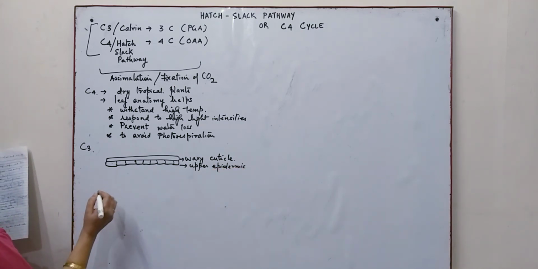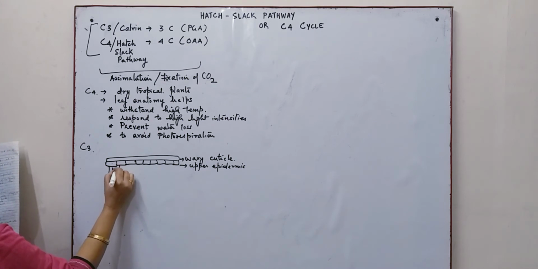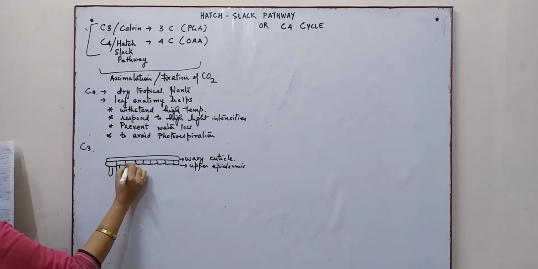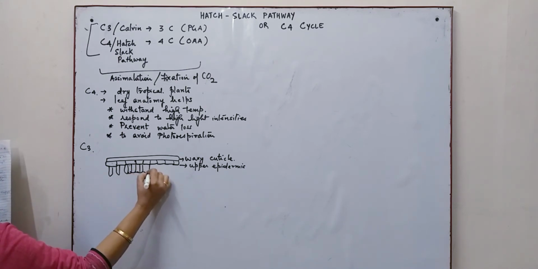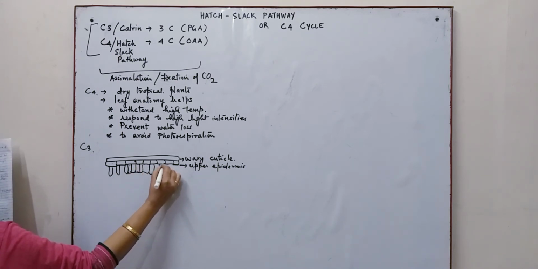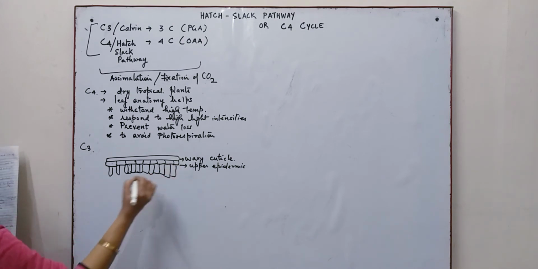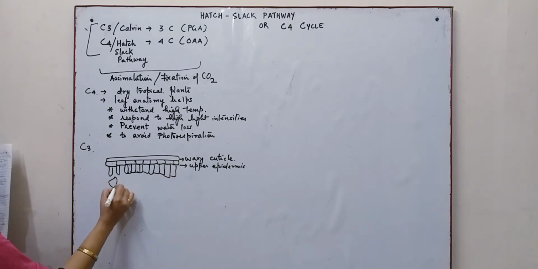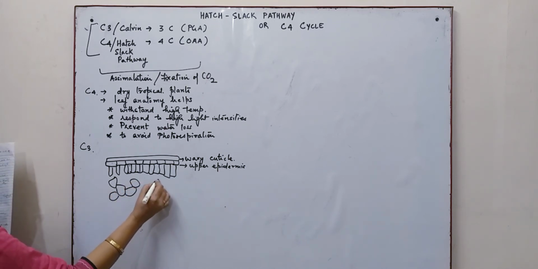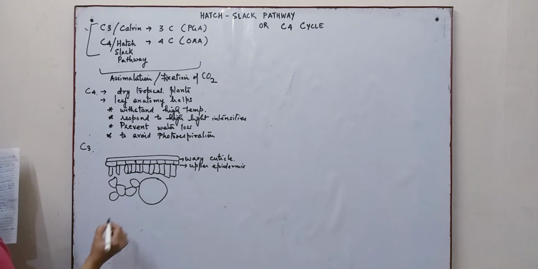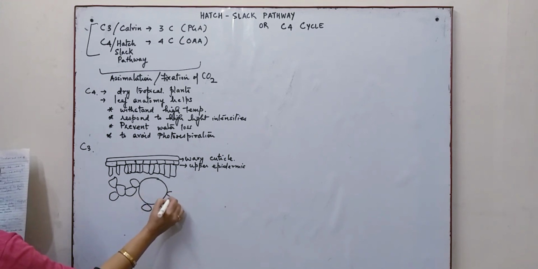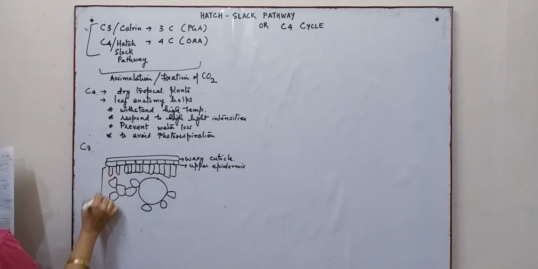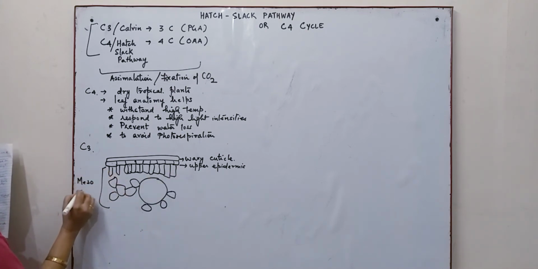Over here, it has the palisade cells, which are rich in chloroplast. Elongated cells, cylindrical, followed by the spongy cells. And the vascular bundles are present over here. So we have the spongy cells, and this is the mesophyll area, mesophyll cells.